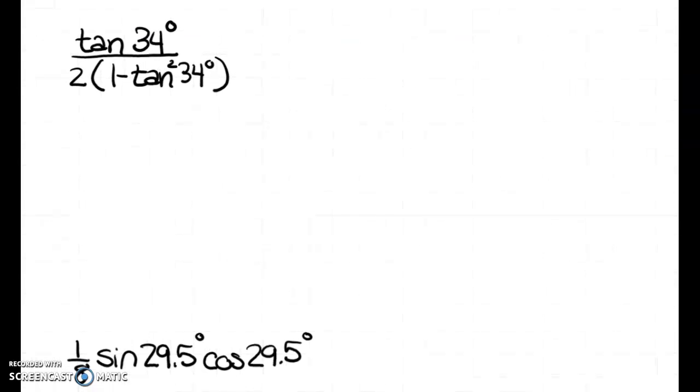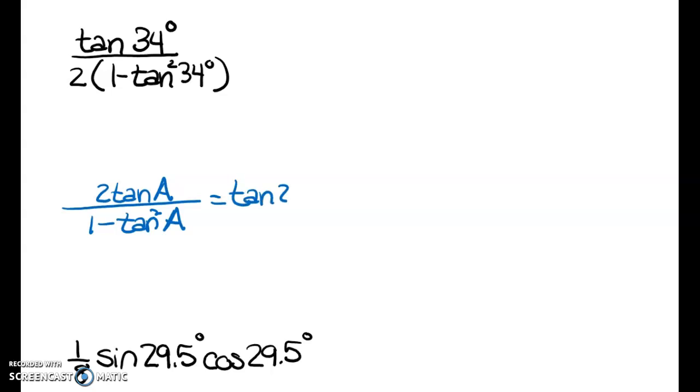Okay, here's another example where we're not quite given the exact formula. I know that we have an identity that looks like 2 tangent of A over 1 minus tangent squared of A, but that equals tangent of 2A. But that's not exactly what we have here. We're missing the 2 on top, and we don't have a multiplier of 2 on the bottom. So how could we turn the 2 on the top into a 2 on the bottom? Well, we could multiply both sides by 1/4.